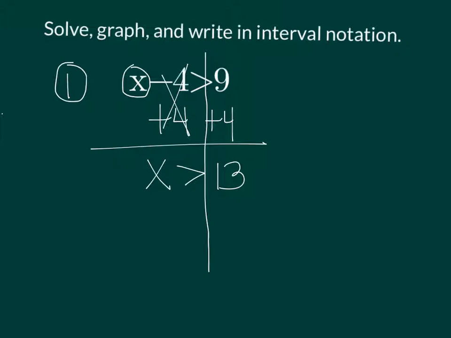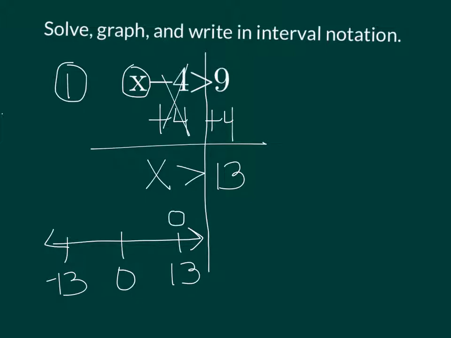Now we're going to do it in a graph, and remember when we do our graphs, our number lines, we're going to have 0 in the middle. We're going to have our answer on one side and then the opposite on the other. All right, so I'm going to put a circle above 13. It's open because it's not or equal to, and it says x is greater than, so I'm going to shade to the greater than side. Remember, less is left, greater than is right.